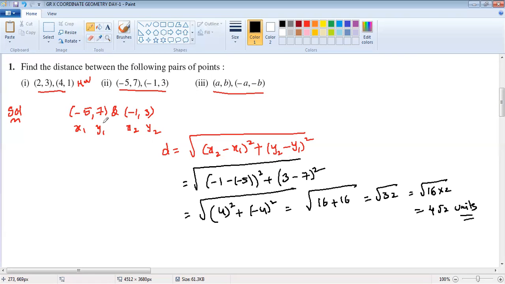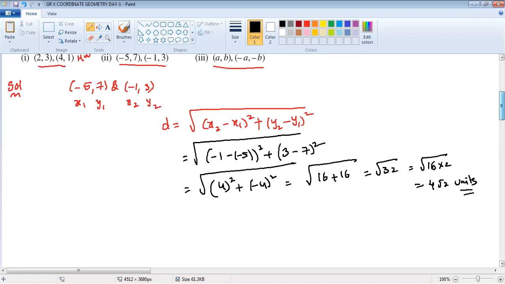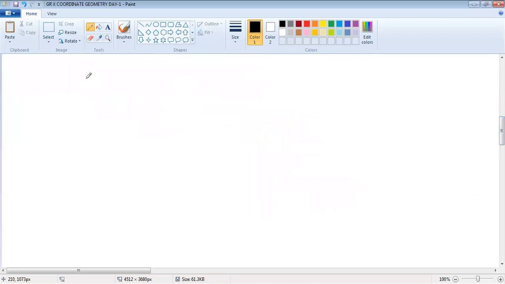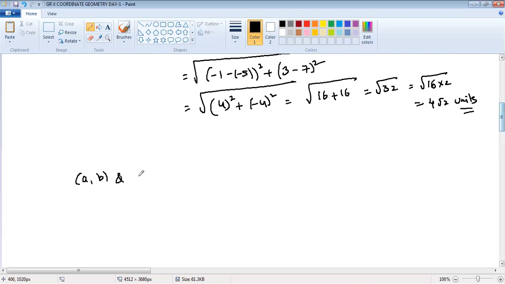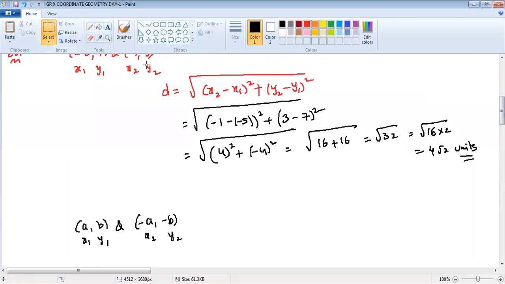Now here also are the points. People think these problems are very easy, but when they look at the problems, they think they don't know them. Remember, these types of problems are very, very easy. So one point is (a, b) and the other is (minus a, minus b). Take that as x1, y1, x2, y2. Same formula, please take the distance formula.